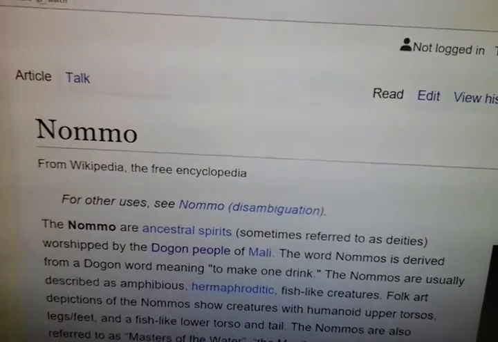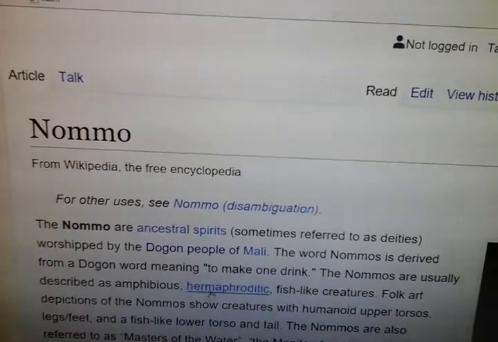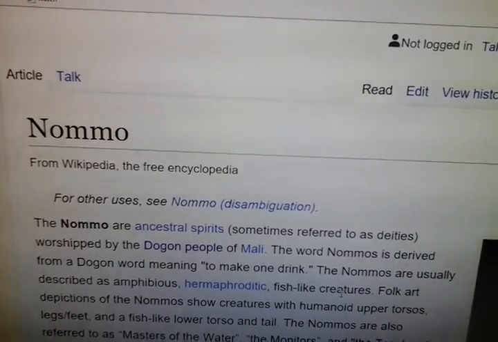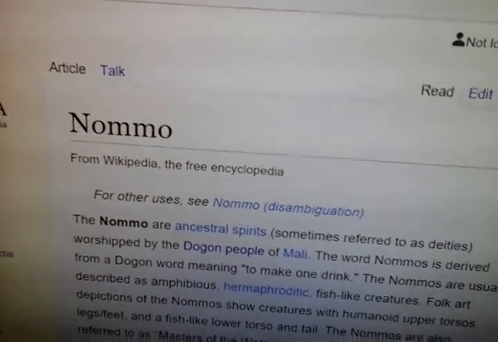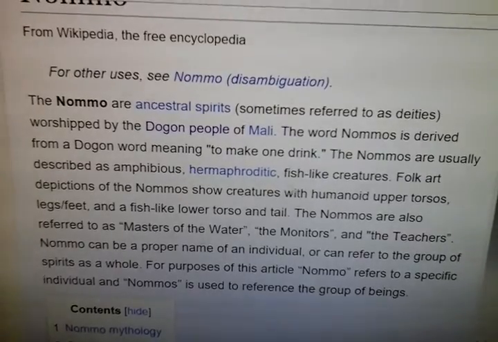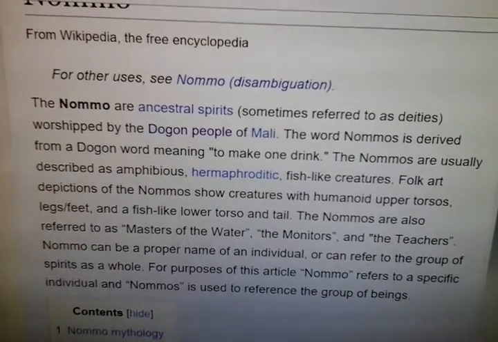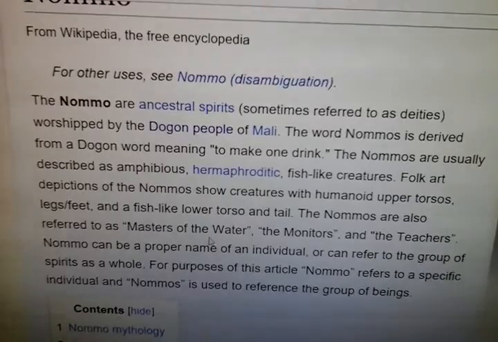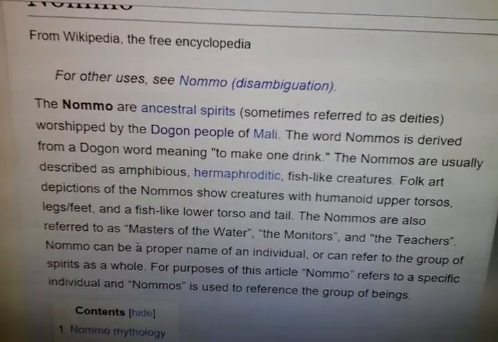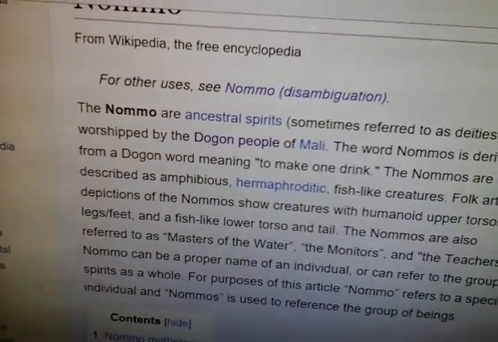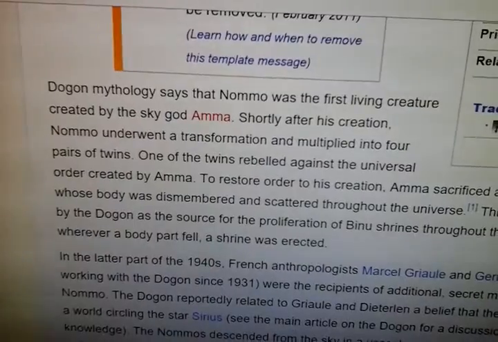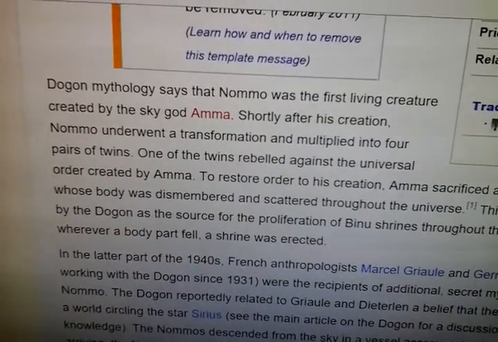The Nommos are usually described as amphibious, hermaphroditic, fish-like creatures. You see that? This is where they got that from. They got it from the Dogon people. It says the Nommos are also referred to as masters of the water, the monitors, and the teachers. You see that? This is where they got The Shape of Water from, the Dogon people. The Nommos. Fish-like people, right?